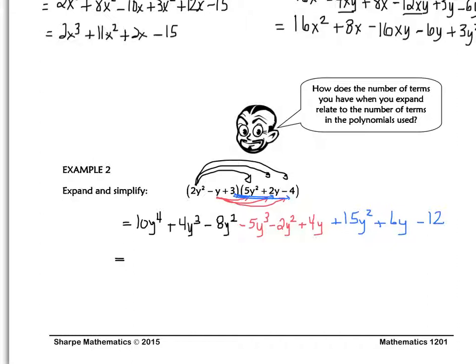So now if we put the like terms together, there's only one y to the 4 term. But there are 2 cubed terms, so 4y cubed and negative 5y cubed is negative y cubed. And there are 1, 2, 3 y squared terms. So that's, I'm just going to underline them twice. So that's negative 8, and negative 2 is negative 10, plus 15 is going to be positive 5 y squareds. And then you've got your 4y and your 6y is 10y. And then you got your minus 12.